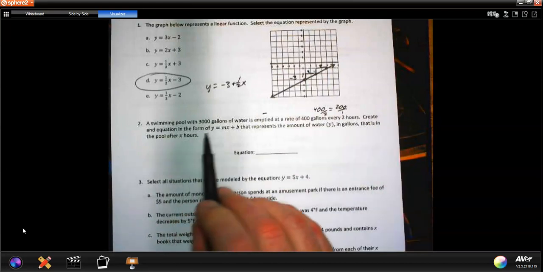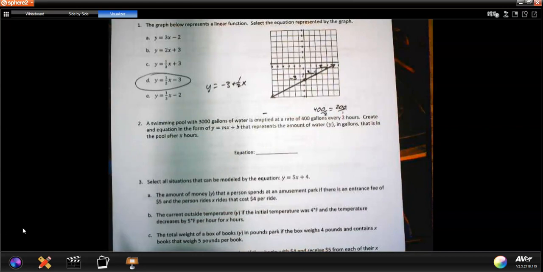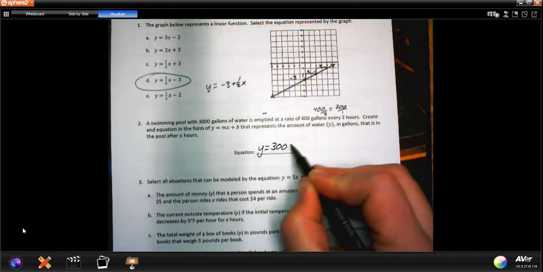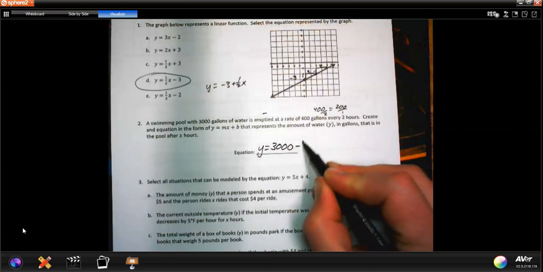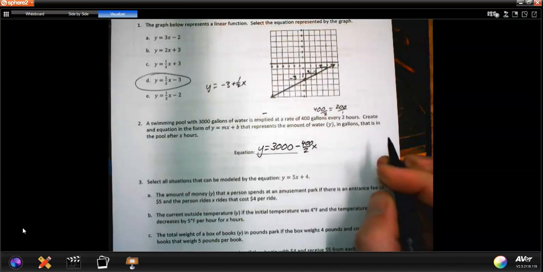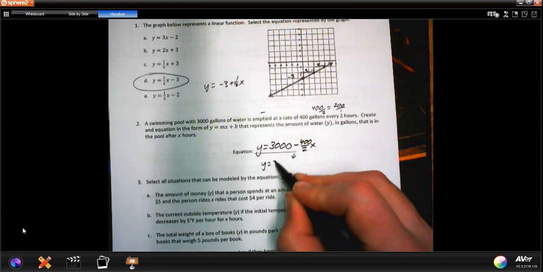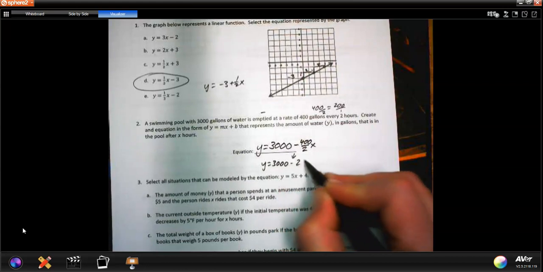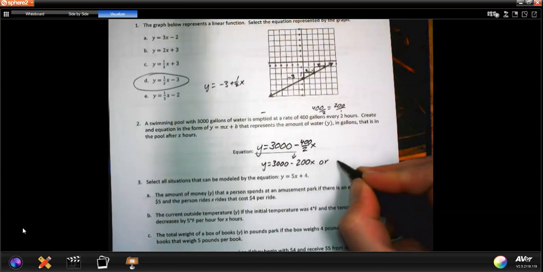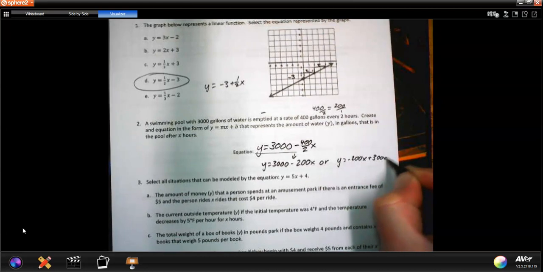Create an equation in the form y equals mx plus b that represents the water in gallons in the pool after x hours. So y equals, we start with 3,000 gallons, and we're taking out 400 for every 2, but we don't know how long, so it's an x. However, 400 for every 2 is y equals 3,000 minus 200x. Or if you want to, you can put the x first: y equals -200x plus 3,000.